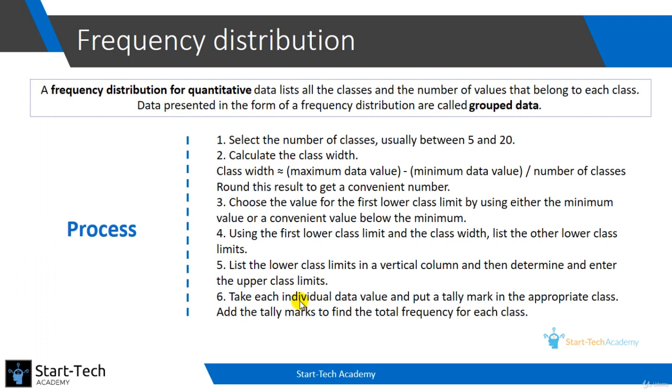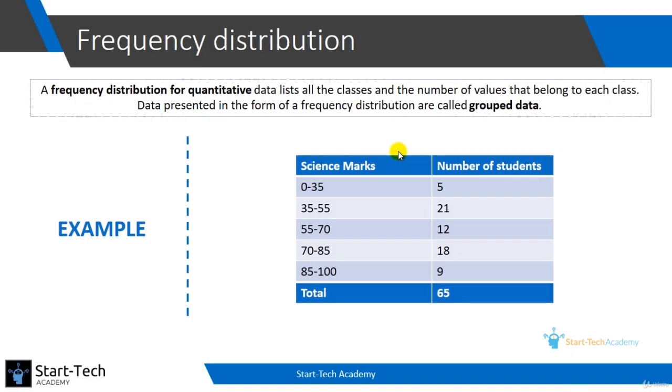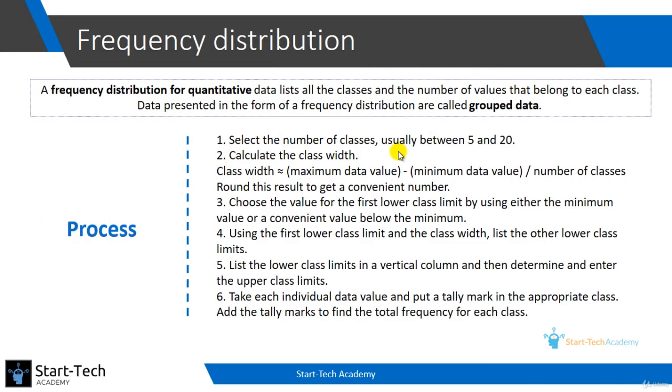When you have a list of continuous data, the first thing you need to decide is the number of classes that you want, that is the number of categories. For example, in the previous example, we have 5 classes. So first thing you need to decide is how many classes you want in your table.